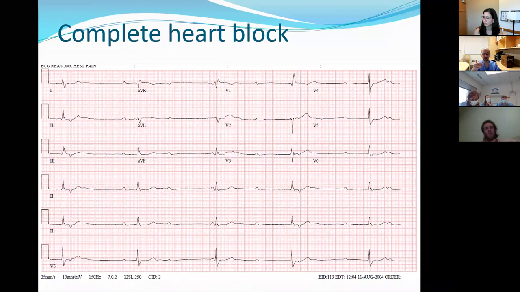Complete heart block. Here you have, first off, just the gestalt, eyeballing it, looking at it, and you're like, yeah, that's not normal.